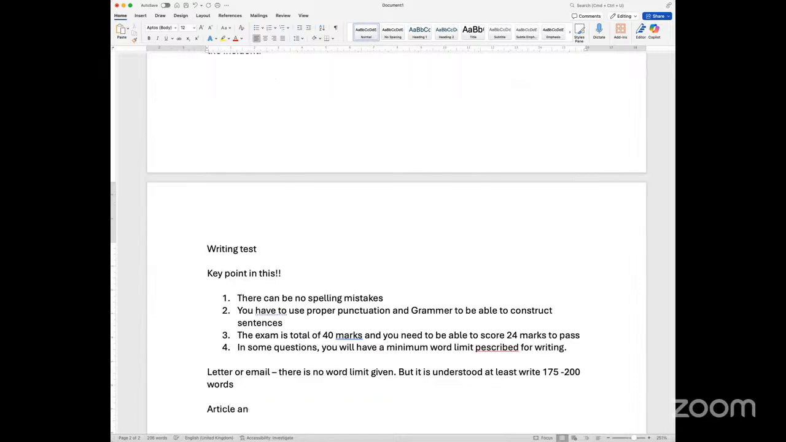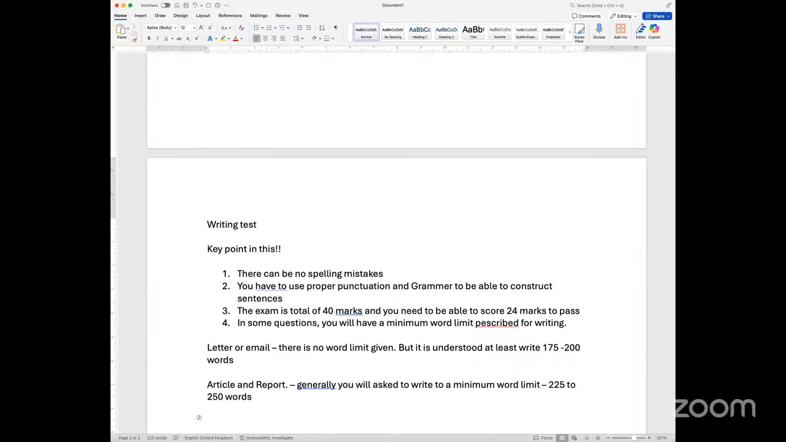And for an article and report, generally you would be asked to write a minimum of 225 to 250 words. If you fall below that, obviously it will impact your grading negatively, because the total exam is for 40 marks. What you need to be able to do is hit that word limit when you're writing an article or a report, because in most cases this is generally prescribed in the exam.